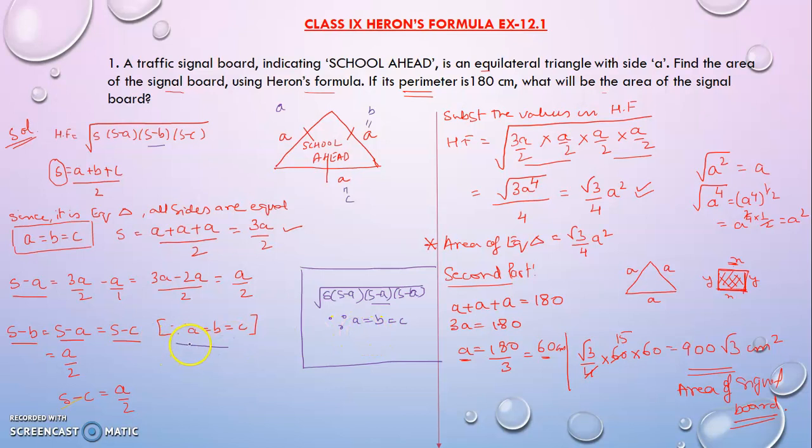So you will save time on calculating again. No need to calculate again. By this property you write and solve. I hope, students, it is clear now and you don't have any doubt about why we have taken s minus a here. In this way you will solve.